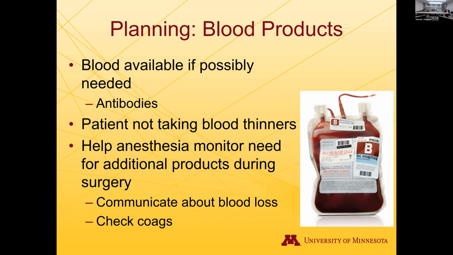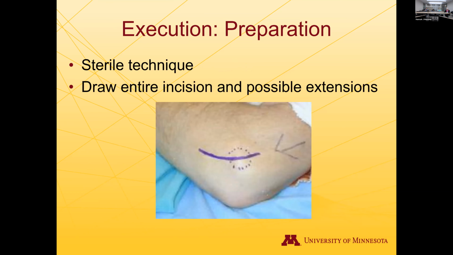Rarely we would let people be on a platelet inhibitor for a small surgery if it was absolutely critical for their heart. Often, if they need to be on that temporarily, we would wait until they could be off it for a short while. And then during surgery, you want to help anesthesia keep track of the blood that you're losing. You communicate about that because they want to check the coags. And if you're losing enough, you might need to give additional blood products such as fresh frozen plasma or platelets. But it's really important to have that ongoing back and forth with anesthesia, especially as that blood loss creeps up. So something you want to watch out for.